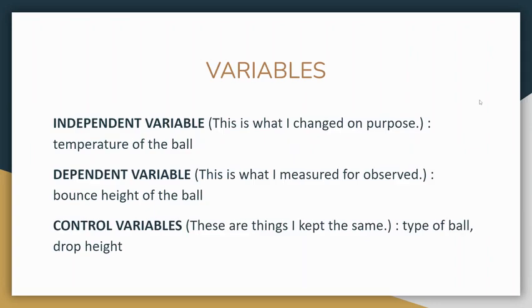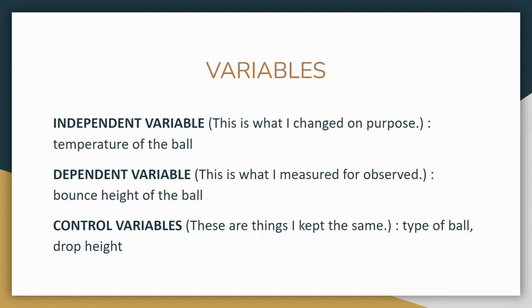The variables in this experiment are the temperature of the ball for the independent variable. This is what I'm changing on purpose. The dependent variable is the bounce height of the ball. That's what I'm going to be measuring. The control variables are the type of ball, the tabletop that I'm dropping it on, and the drop height of the ball. Each ball will be dropped from approximately 120 centimeters.